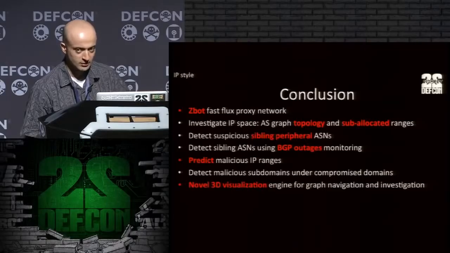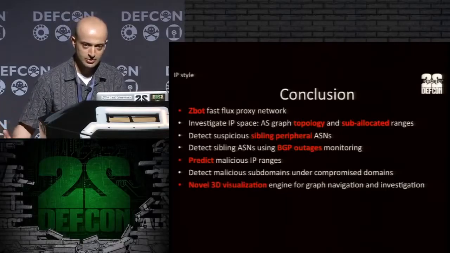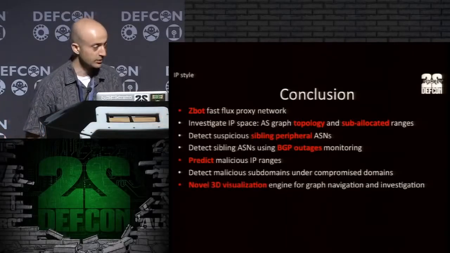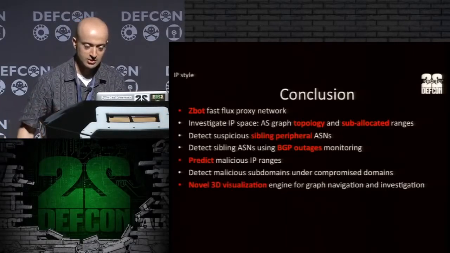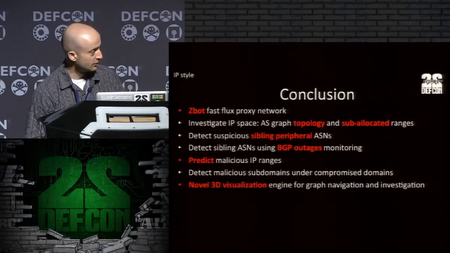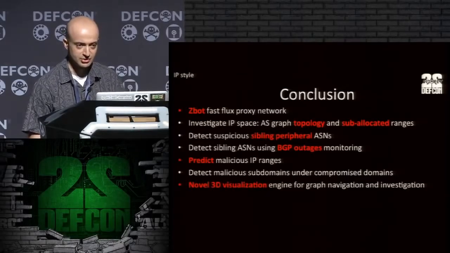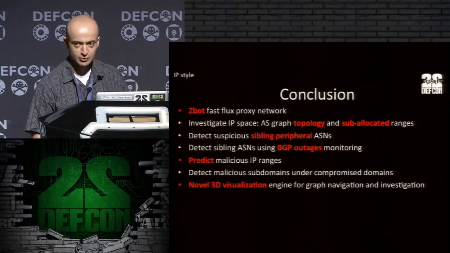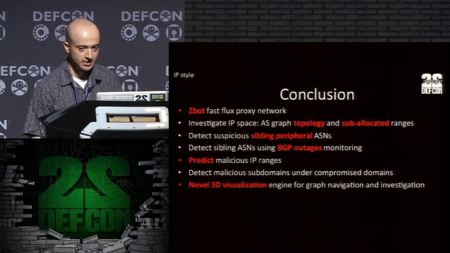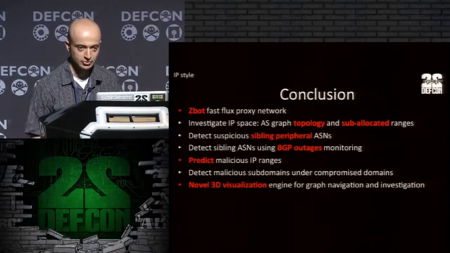We introduced a novel approach to monitor relationships based on the BGP outages, and we also proposed the model of SPN, the sibling peripheral ASNs, which is also catching related ones that have the same kind of suspicious purpose. And finally, we open sourced our 3D visualization engine that Thibaut described this week. So it's on GitHub. You should use it and contribute back. It's all for the community, and we'll be very happy to see you contribute back.